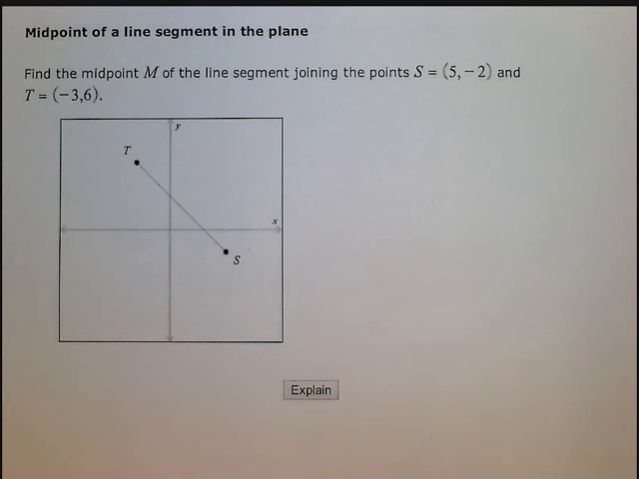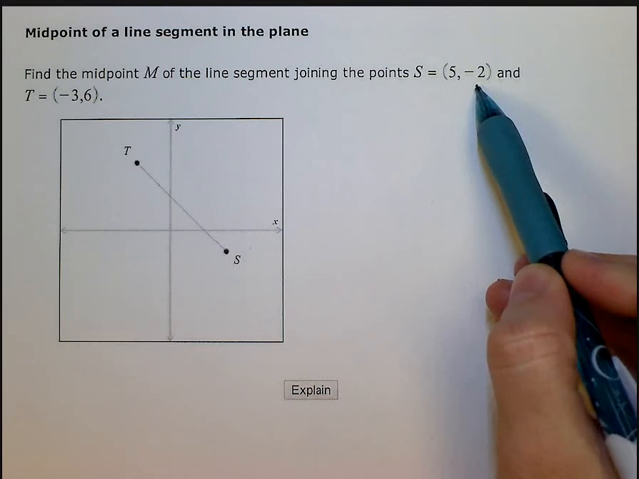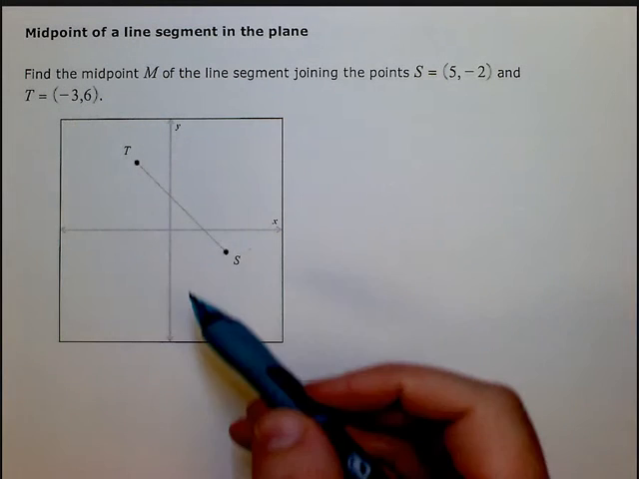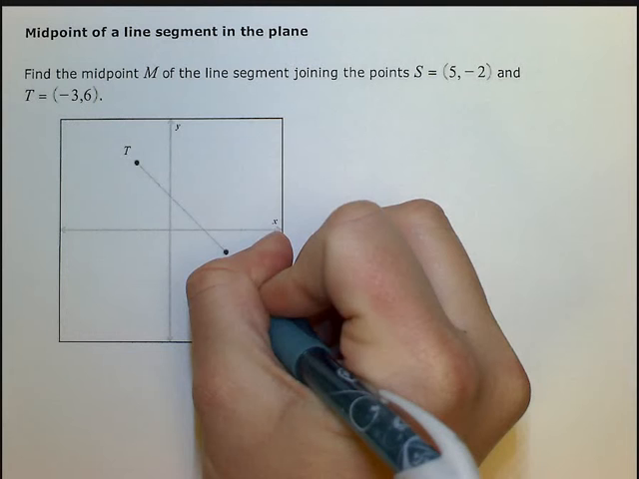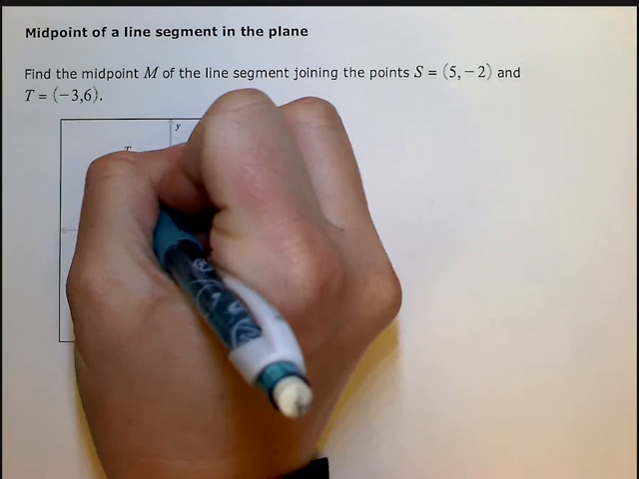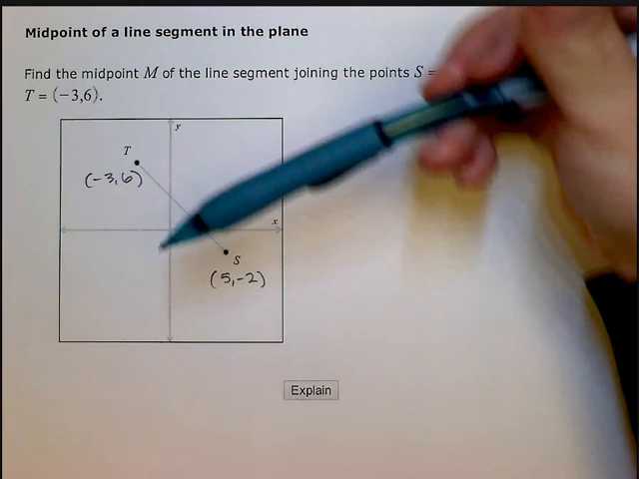Midpoint of a line segment in the plane. Find the midpoint M of the line segment joining the points S, which is at 5, -2, and T, which is at -3, 6. So they give us this nice little graph. We know S is at 5, -2, and we know T is at -3, 6. Okay, and I'm supposed to find the midpoint of this line.